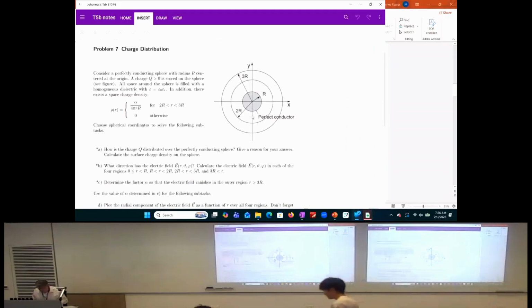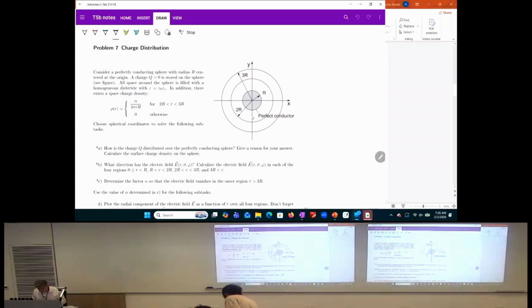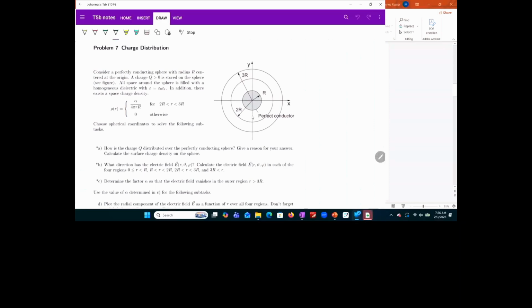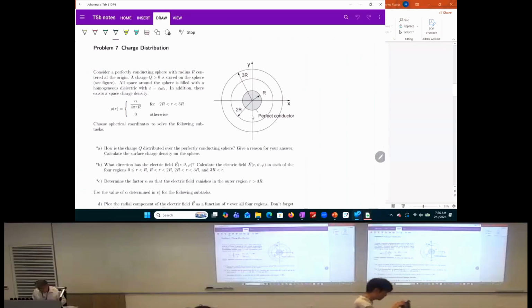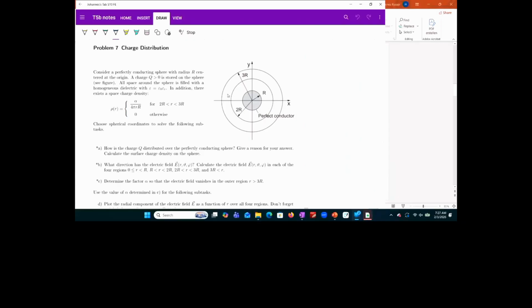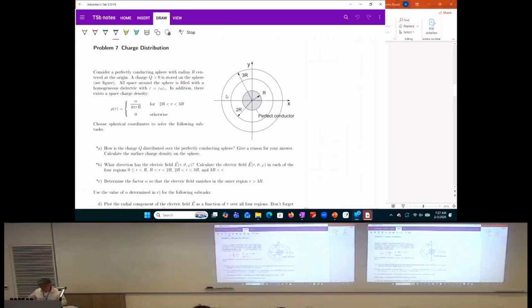Let's look into a similar problem where we have a perfectly conducting sphere with a radius r. This is, by the way, tutorial problem 7. This is a perfectly conducting sphere with a radius r, centered at the origin. There we have a charge q, which is larger than 0, and it is stored on this sphere here. And the space around the sphere is then filled with a homogeneous dielectric with epsilon equal to epsilon naught times epsilon r.